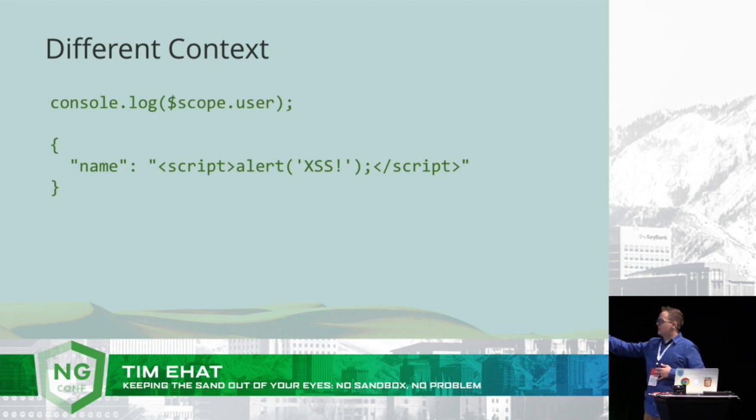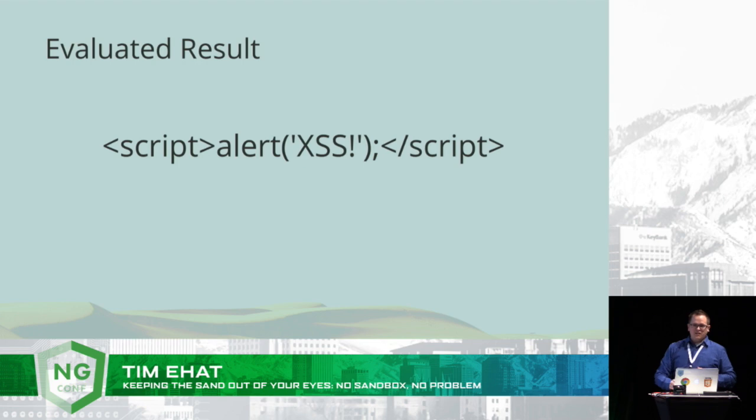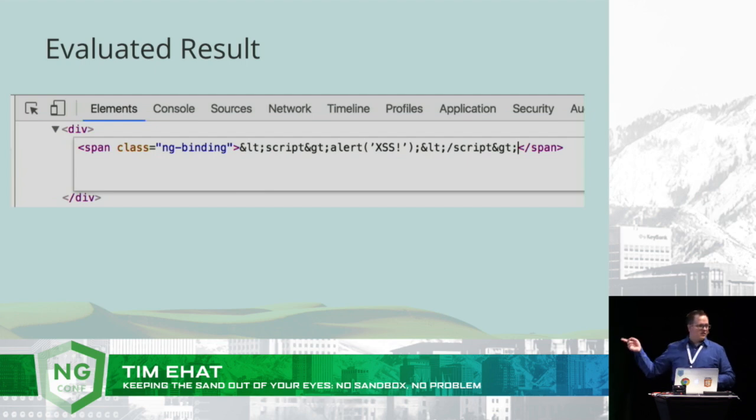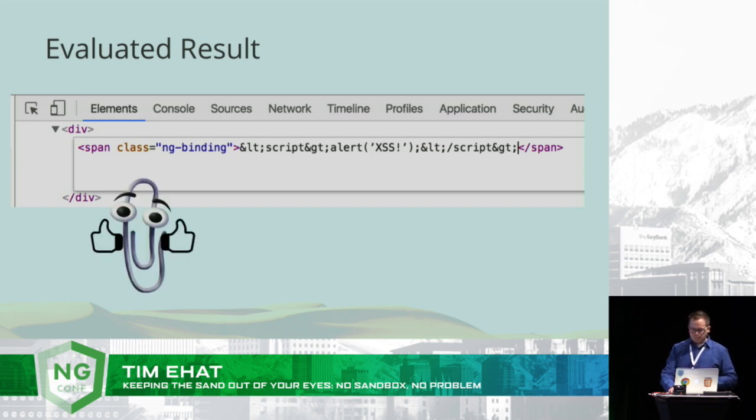They've come in and they've decided that they want to set their name to a script tag. So what happens in that case? In your UI, you're going to get this, right? That is to say, it's going to be HTML entity encoded. Angular's going to do that for you. And you're going to get some ugly text on the screen, but you're not going to execute user code, OK? So that's how the expressions work. You're going to be good.